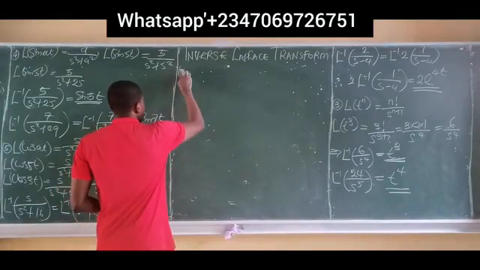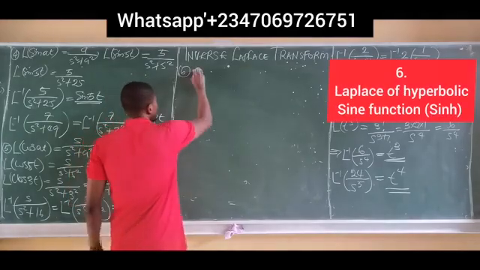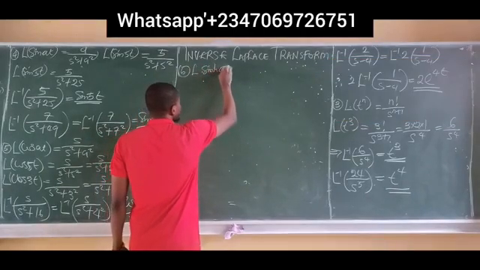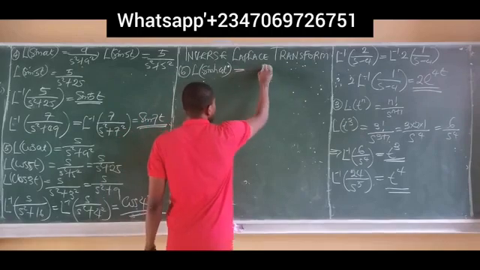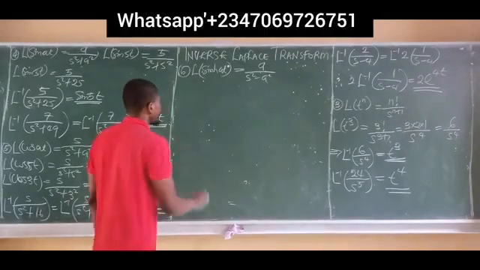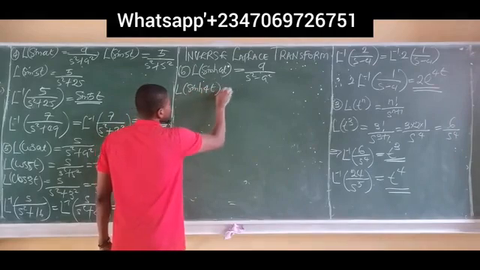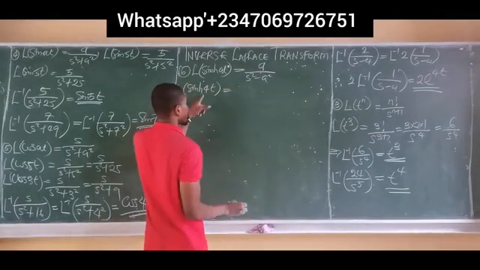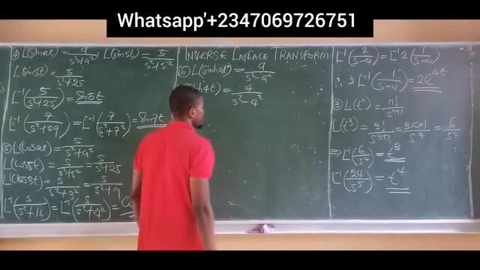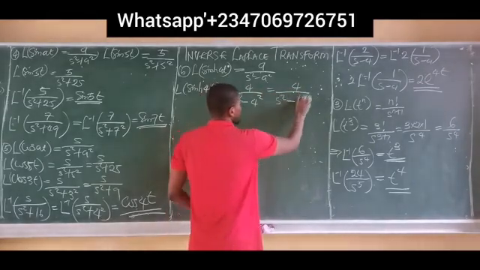So the sixth standard value we talked about in the previous 3 videos is the Laplace of hyperbolic sine. If I'm asked to find the Laplace of sinh at, I simply said this is equal to a over s squared minus a squared. So if you're asked to find the Laplace of sinh 4t, a stands for the number, which is 4, so this is 4 over s squared minus 4 squared, which is 4 over s squared minus 16.